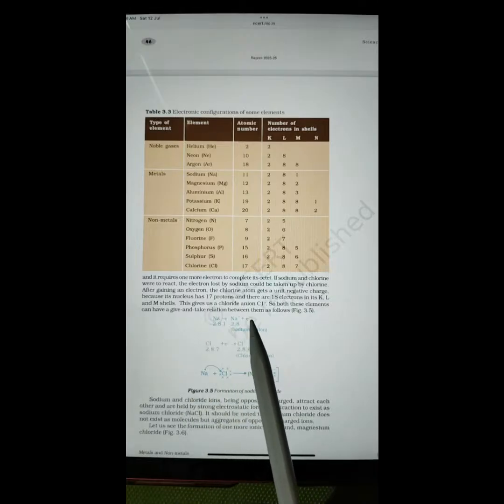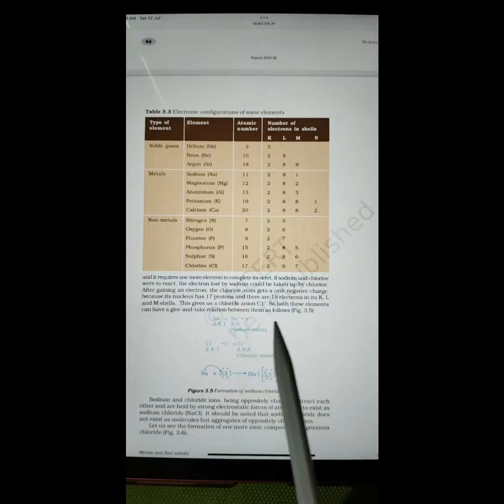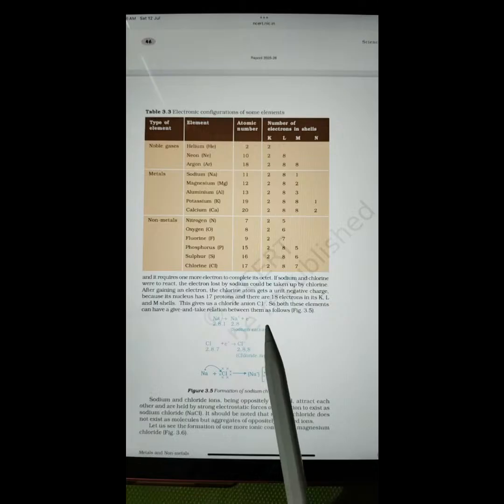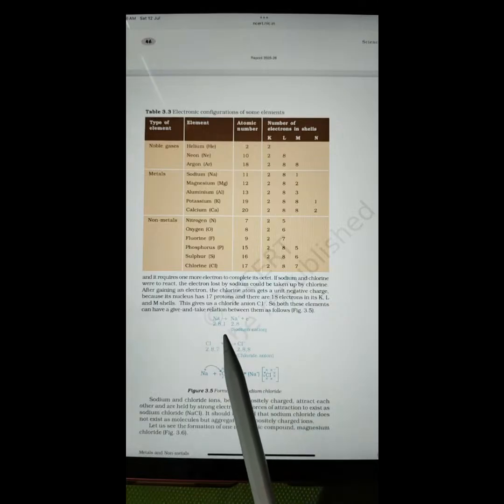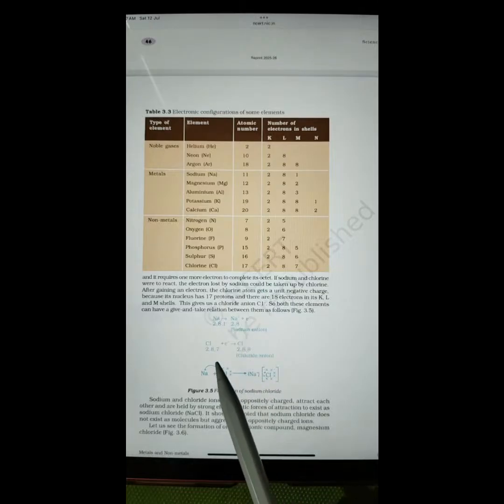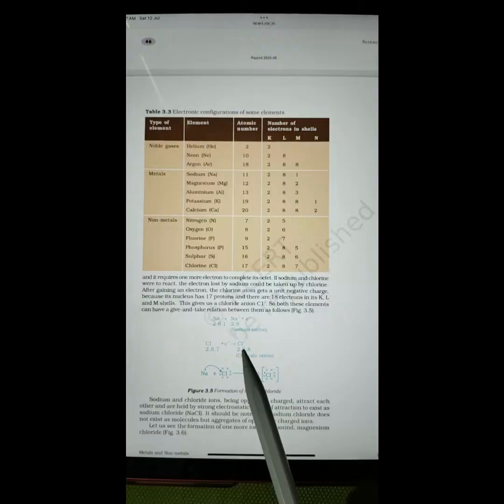This gives us a chloride anion, or Cl minus. So both these elements can have a give and take relation between them as follows. Here Na has one valence electron, so it is easier to lose one than to grab seven. Similarly, chlorine has the electronic configuration 2, 8, 7, so it is easy for chlorine to grab one. It will take one from the sodium. Because sodium has given, it is Na plus, and because chlorine has taken, it is minus.